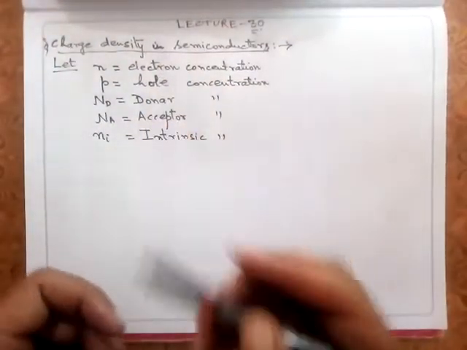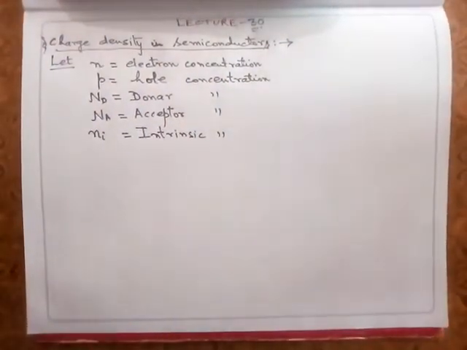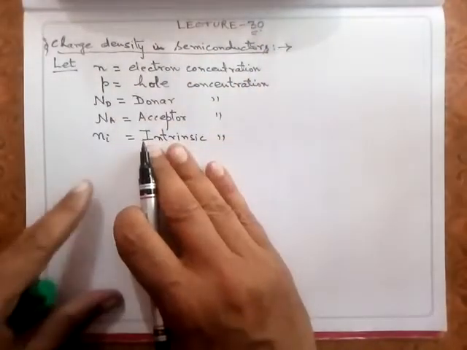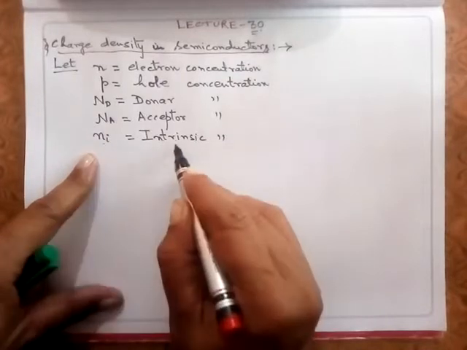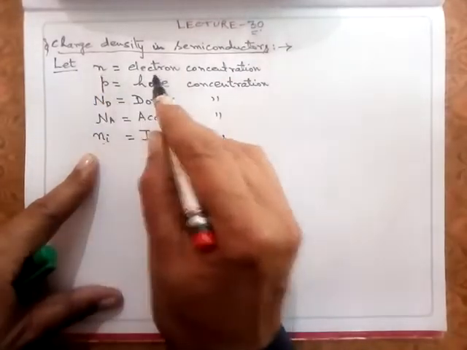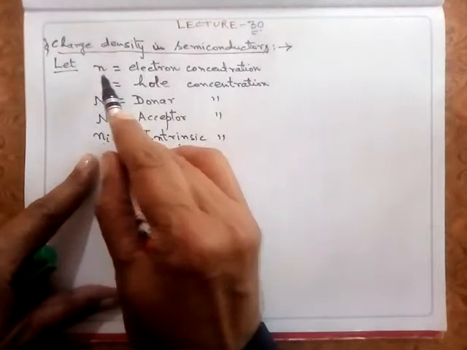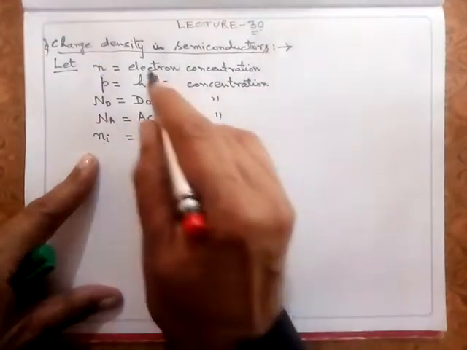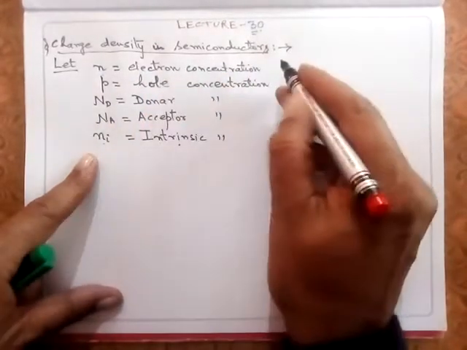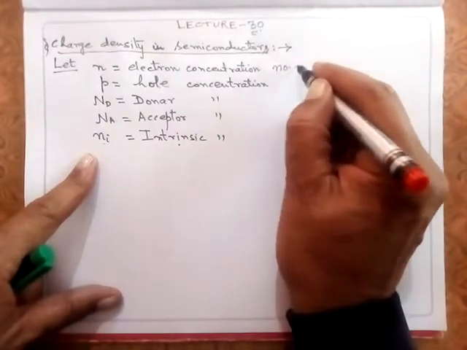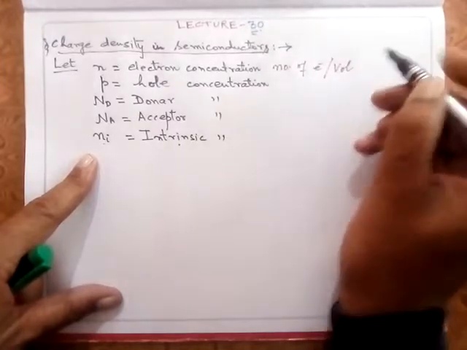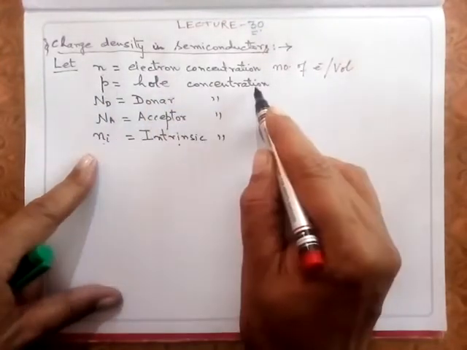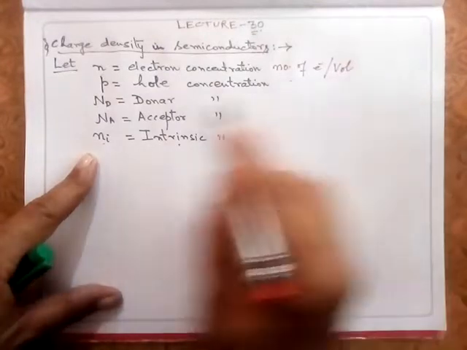Now suppose you have an intrinsic semiconductor initially, and the intrinsic concentration is Ni. Ni is the intrinsic concentration, p is the hole concentration, small n is the electron concentration. When I say electron concentration, it means the number of electrons per unit volume. Similarly, p is the hole concentration, the number of holes per unit volume.